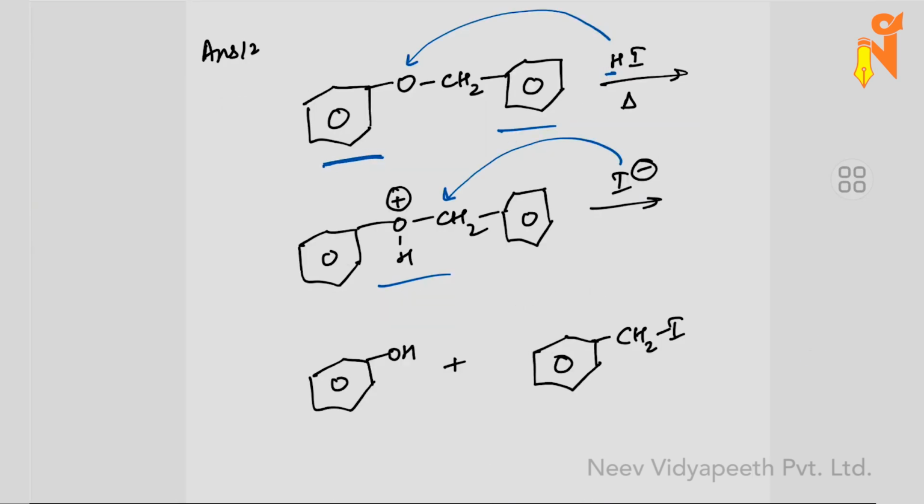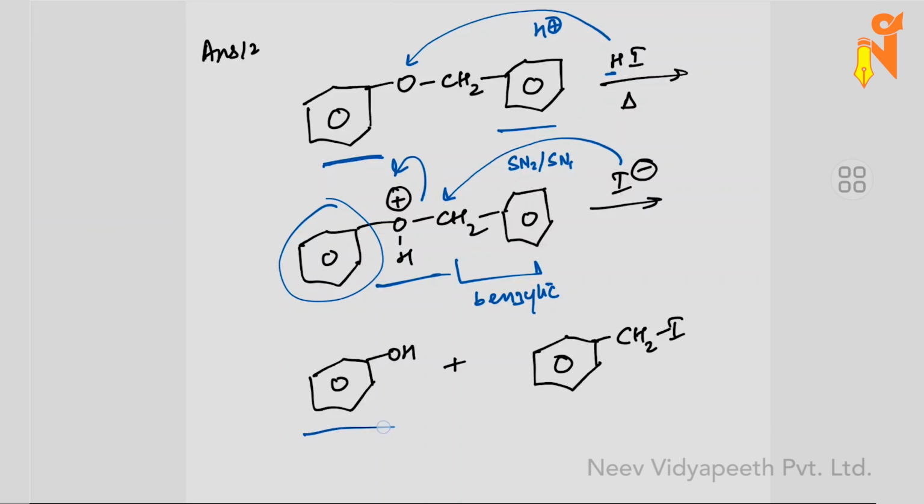H plus from here will attack and protonate the alcohol, forming the protonated alcohol. After this, I minus is present. I minus will go through either SN2 or SN1. Both reactions are possible here because this is a benzylic position. The attack cannot happen on the benzene carbon because at the phenylic position, neither SN1 nor SN2 can happen. So the attack will happen on this carbon and oxygen will go out as a leaving group. So we will get phenol and benzylic iodide. So this is your option number B.